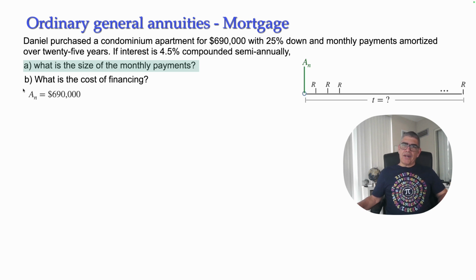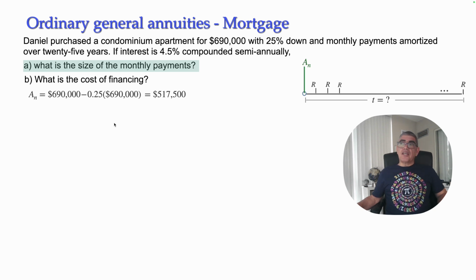So the present value, that is the financed amount, will be $690,000 minus 25% of $690,000, or you can multiply 0.75 times 690,000. So that gives me that the finance amount, so the present value, will be $517,500. So this is the amount in the present value.